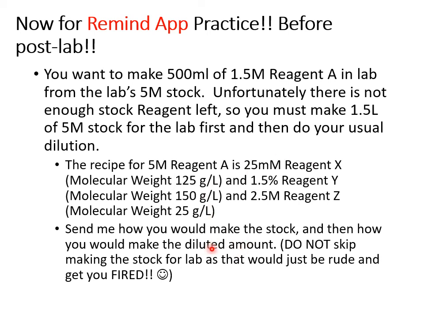Okay, so you first have to make 1.5 liters of 5 molar stock with the recipe, and then you make your 500 ml of 1.5 molar reagent A from the concentrated stock. Now, yes, technically, you would be able to use this recipe to just go straight into making 1.5 molar reagent A, but that would be very rude, and that is not allowed in the lab setting. So you have to first make the stock and then dilute down.